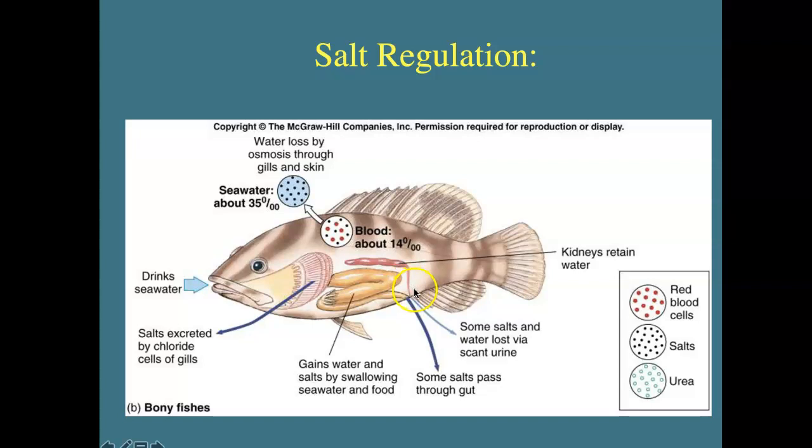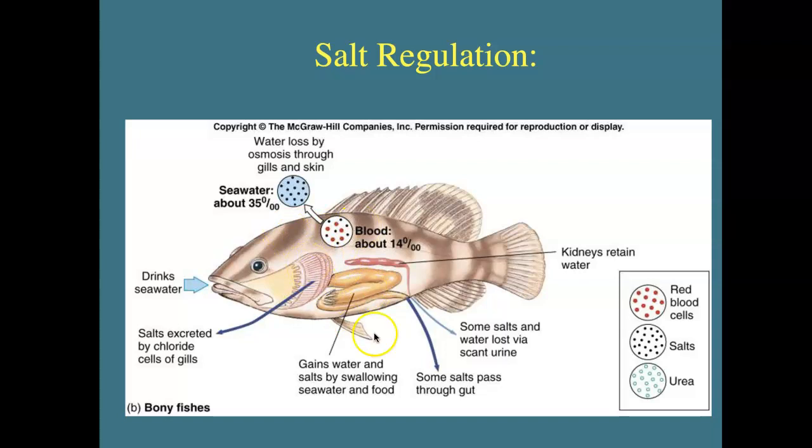And then their kidneys are going to produce a really small amount of urine that's going to be pretty concentrated, okay? So a really small amount of urine that will have some salts, but very little urine, okay? And then some of the salts are going to pass through the gut, and they'll basically poop the salts out, okay?